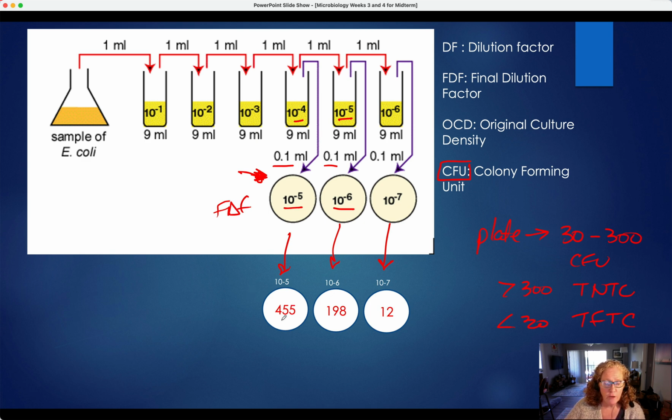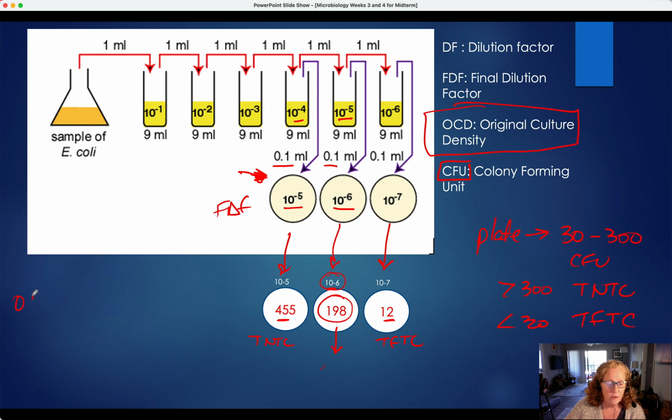So here, my 455 is greater than 300, so I would label this as too numerous to count. And my plate with only 12 colonies is, of course, less than 30, so this is too few to count. My plate in the middle, at 10 to the negative 6, has exactly the number of cells right in between 30 and 300 that I want to count. So this plate is countable. And using this number and this dilution factor, I'm going to calculate what's known as the original culture density.